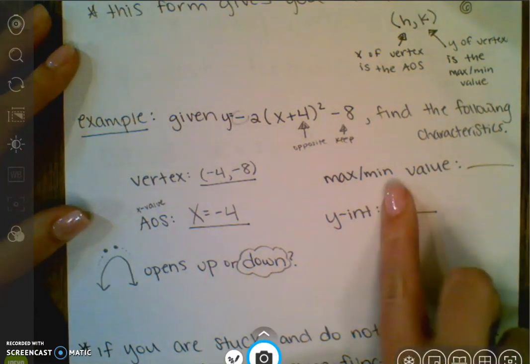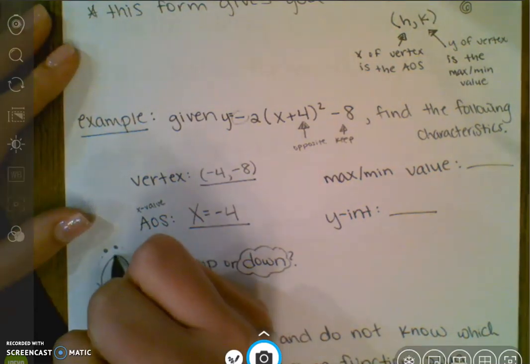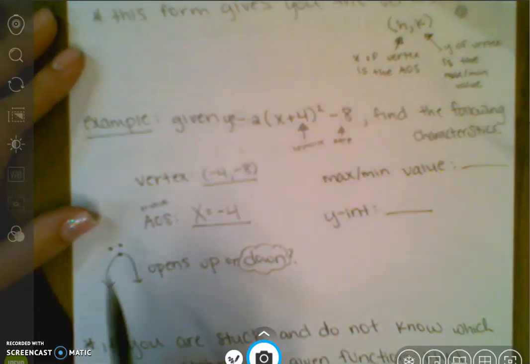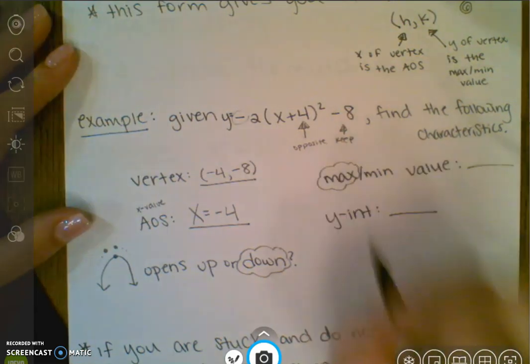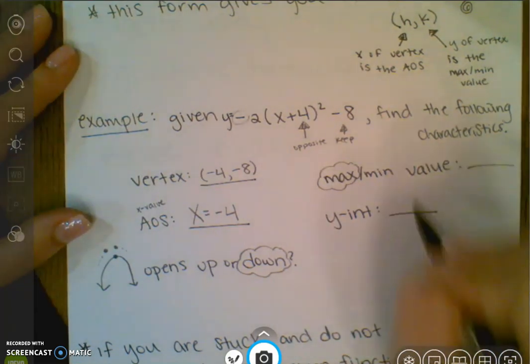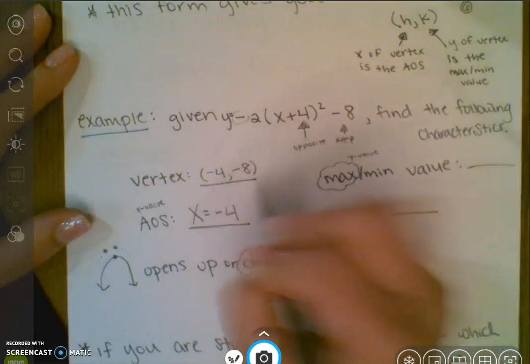Then we already know the min or max. Well, first of all, it's opening down. So this right here is a hill. So hills have maximums, and the value is always the y value from your vertex, -8.